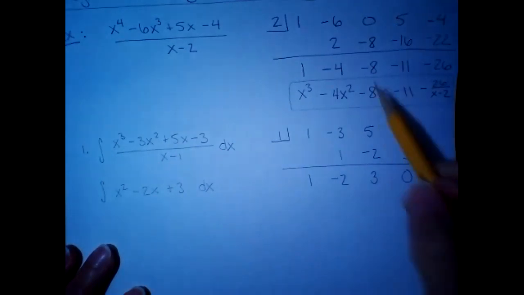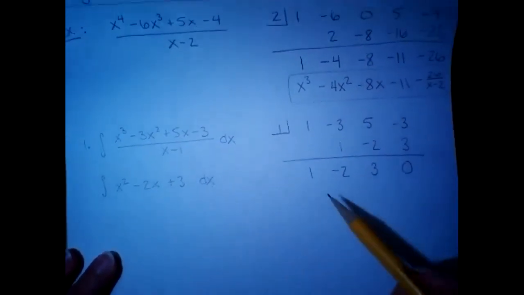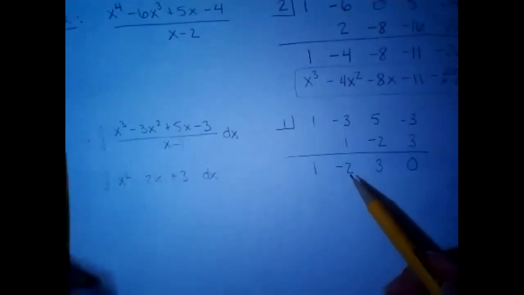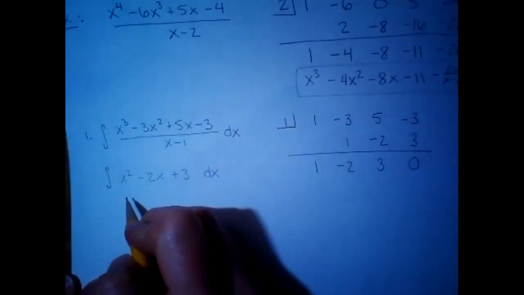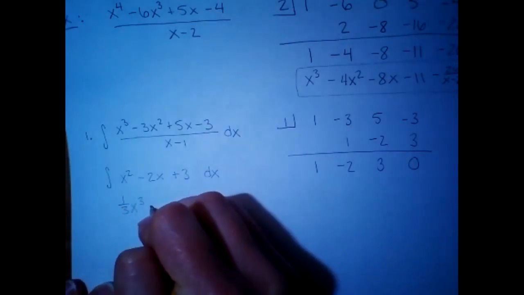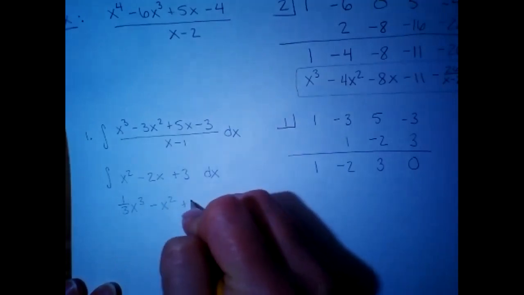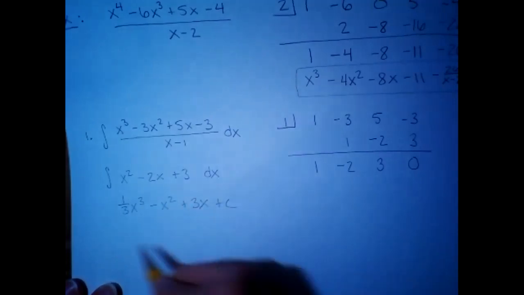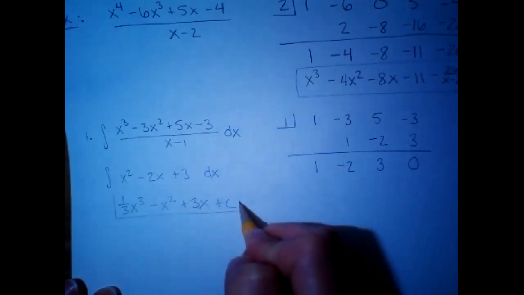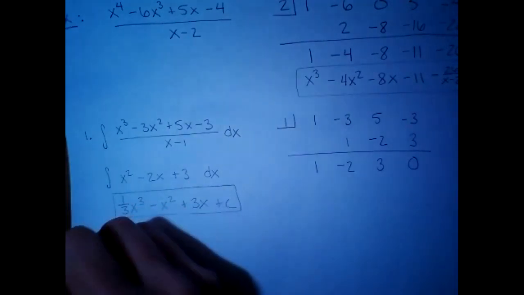So like I said, it's just like we did up here, except one extra step where I'm going to actually do the antiderivative. So like this is the one step of calculus here. So this antiderivative would be 1/3 x cubed minus x squared plus 3x plus c. And so let's just try another one of those.